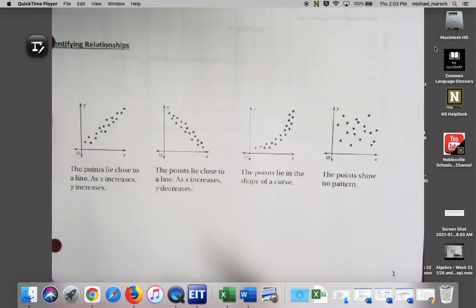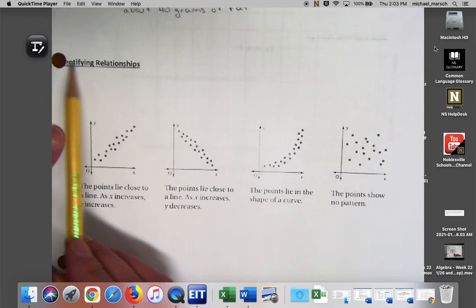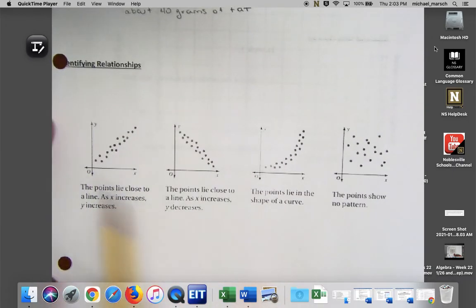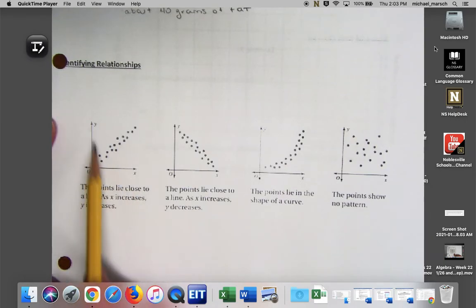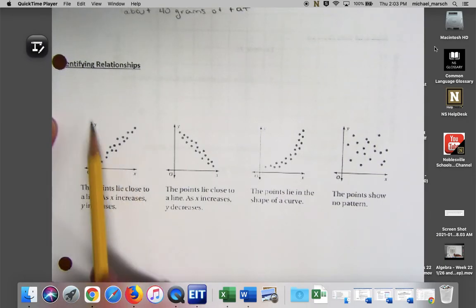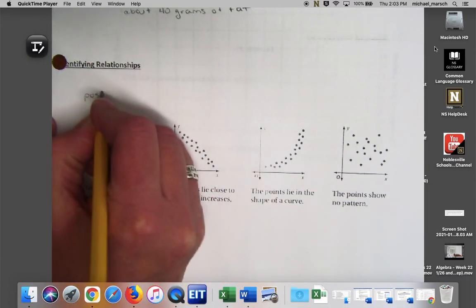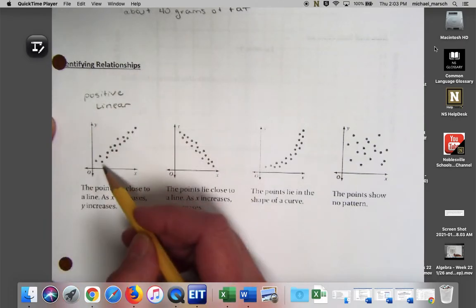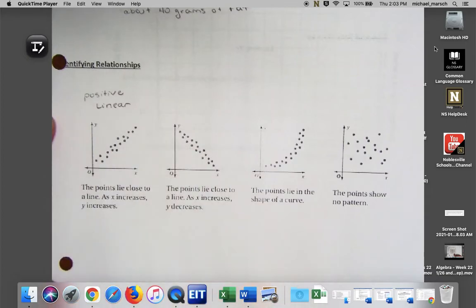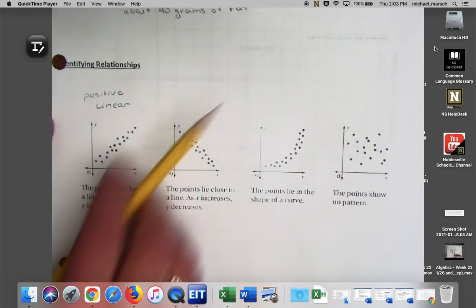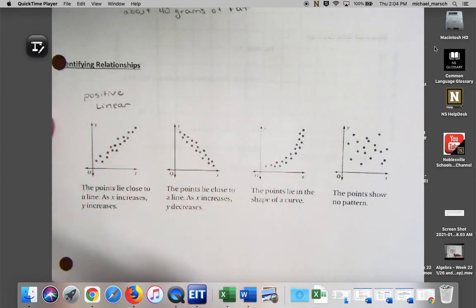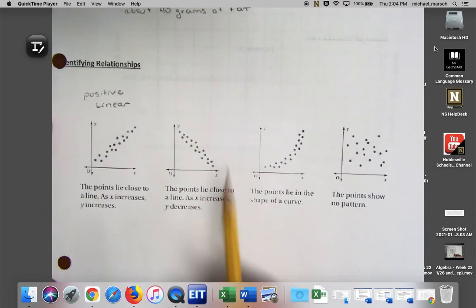Okay, moving on. This says identifying relationships, right? We have another unfortunate hole punch there. So somebody tell me, based on the video that you watched yesterday, what kind of relationship would this be? Positive. And we can also call this linear because it's going in the direction of a line, right? We could take a ruler and make a line that's really close to all those dots, right? A straight line.